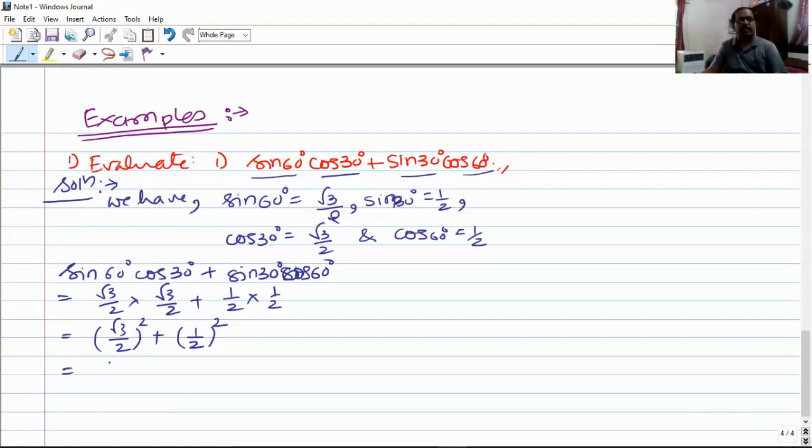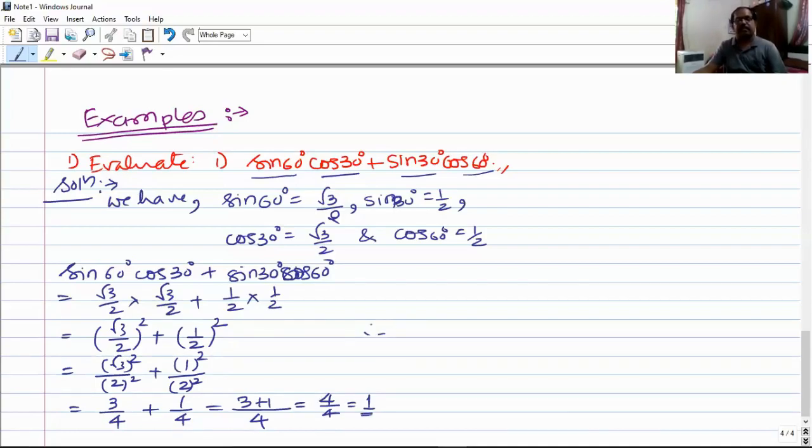So how much is root 3 by 2 whole square? It is root 3 square by 2 square, right? This is root 3 square upon 2 square plus 1 square upon 2 square. So how much is it? Square of root 3 will be 3, square of 2 is 4, then it is 1, and then again 4. So here, since the denominators are equal, I can just keep them as they are and add the numerators. So how much does it give us? It gives us 4 by 4, that is equal to 1. So students, in this way I can say that the value of the expression sine 60 cos 30 plus sine 30 cos 60 is equal to 1. So that is our required answer.